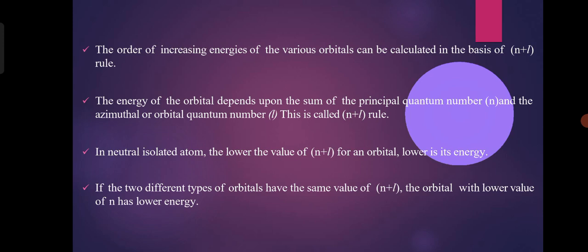In a neutral isolated atom, the lower the value of n plus l for an orbital, the lower is its energy. If two different types of orbitals have the same value of n plus l, the orbital with the lower value of n has lower energy.